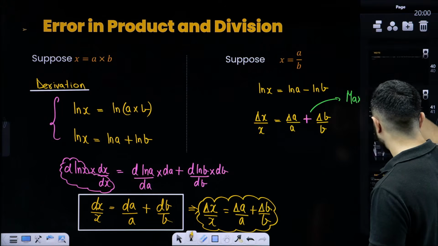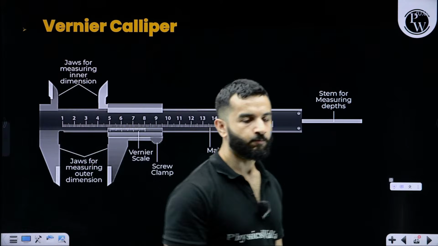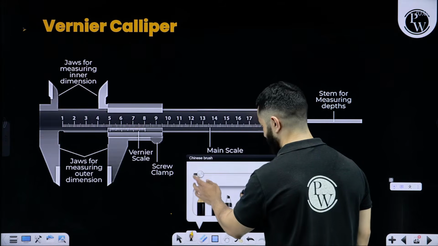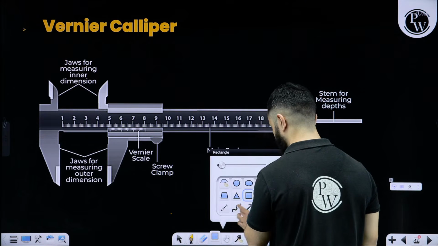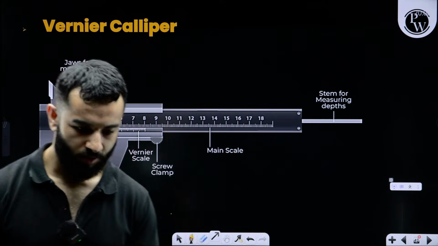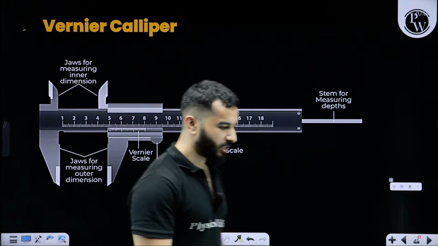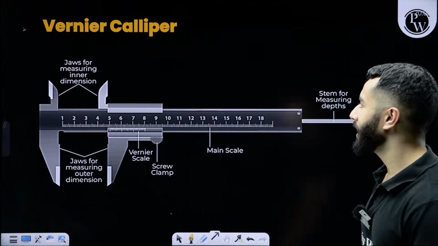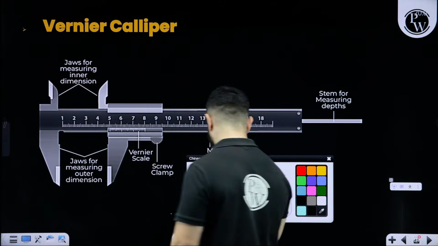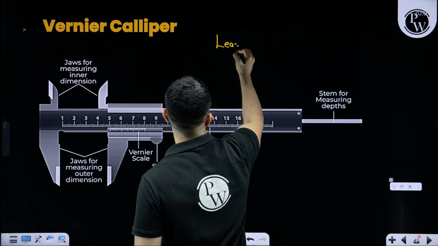Let's now complete vernier caliper. Okay, done. So now please see. First of all, let's understand why we are using vernier caliper. What's the use of this? Why can't we only use meter scale, centimeter scale? Why can't we use linear scales? The main reason behind using these two instruments is the least count. Right now I'm not talking about the least count of vernier caliper, but in general I'm talking about least count.